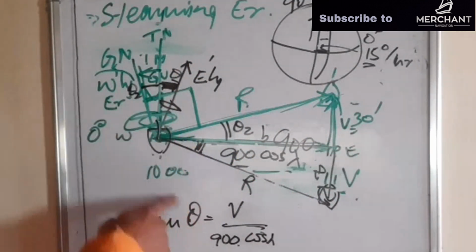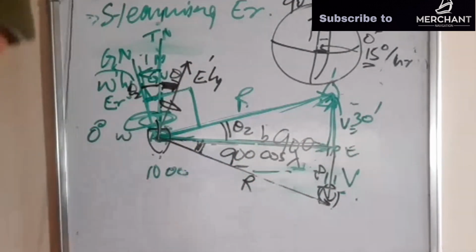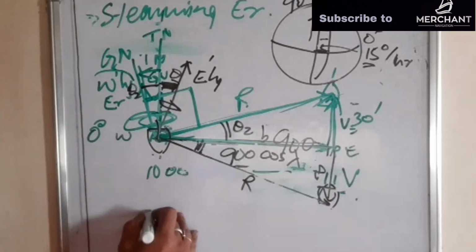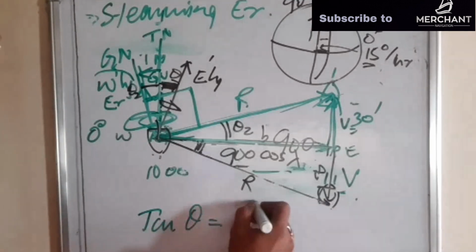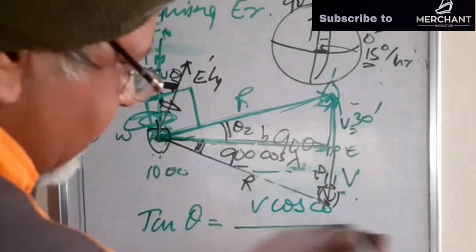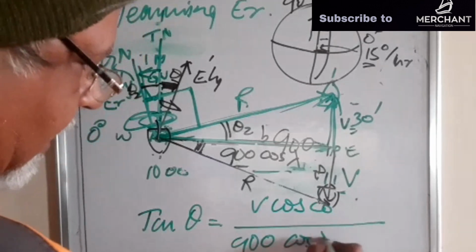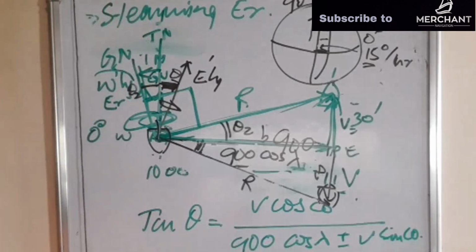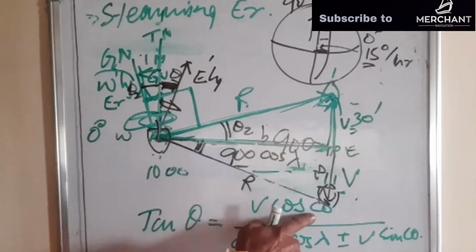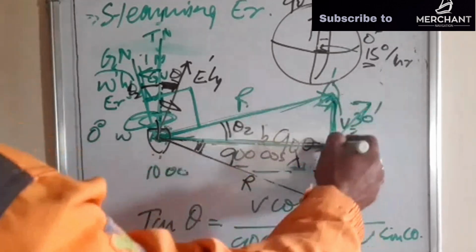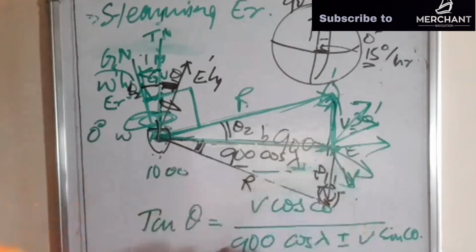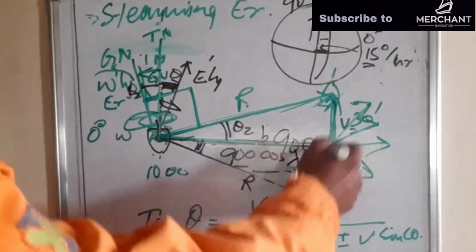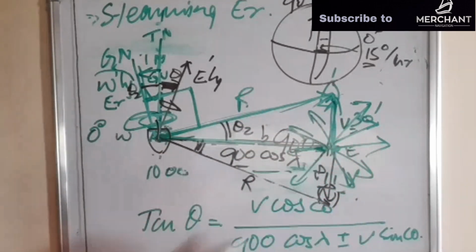Simple as that. That error is given by tan theta is equal to, actually the correct generic formula, that is tan theta is equal to V cos course by 900 cos latitude plus minus V sin course. This is the generic formula. This will apply for any kind of course, whatever the course, 0 degrees, or 45, or 50, or 90, any course, it will hold good. Or even this side, any kind of course, this formula will apply.